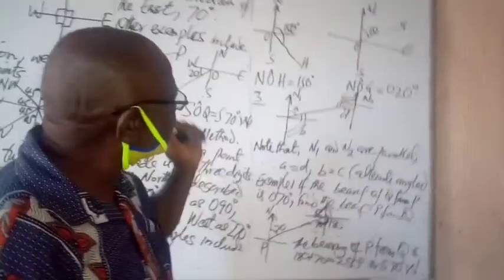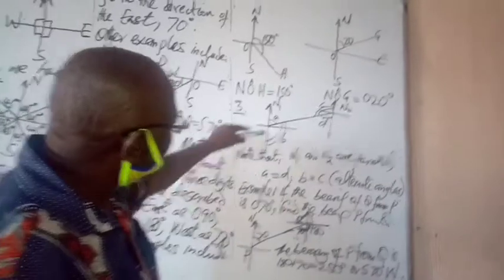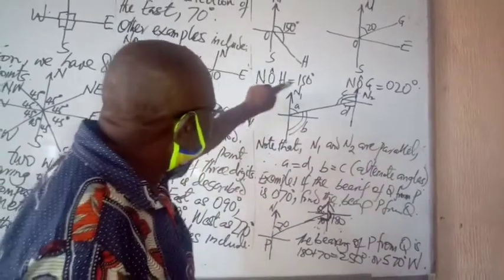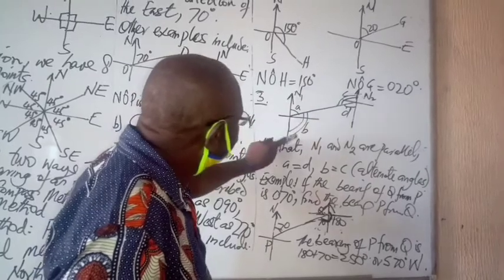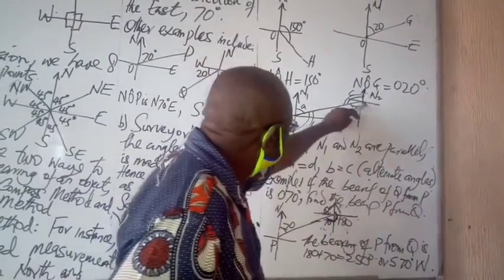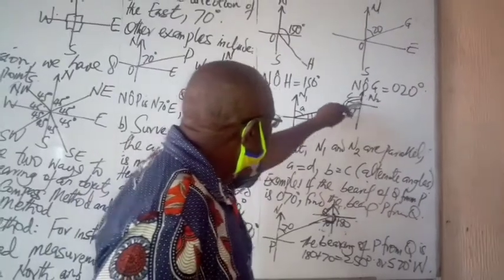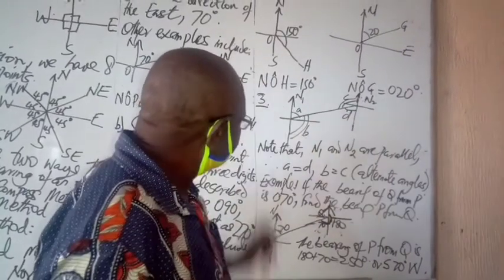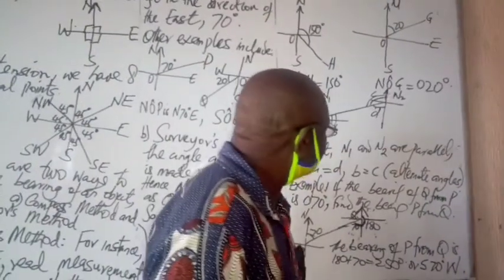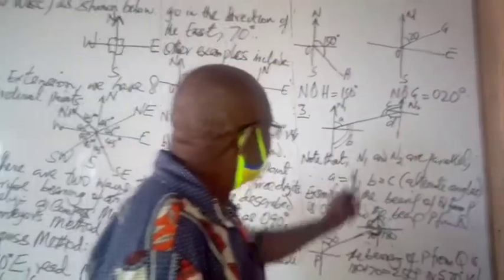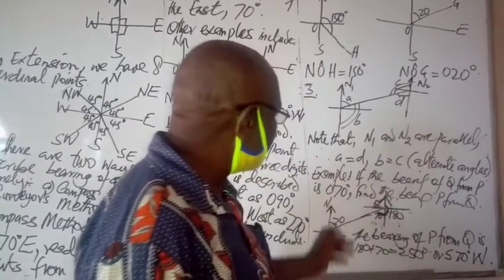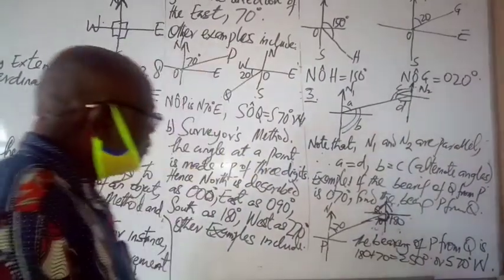What is the most important thing we are going to notice in this bearing? Look at this diagram. This is north 1, and this is north 2. What is the relationship between them? You see a transversal line, and with this transversal line we establish the concept that angle A is equal to angle B, and that is alternate. Angle B is equal to angle C, which is alternate, so angles in alternate positions are equal.